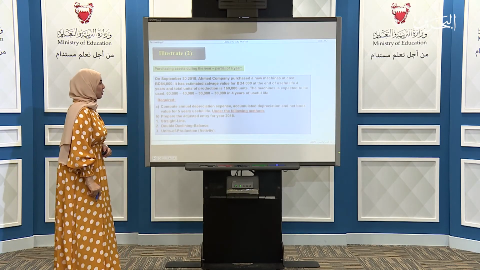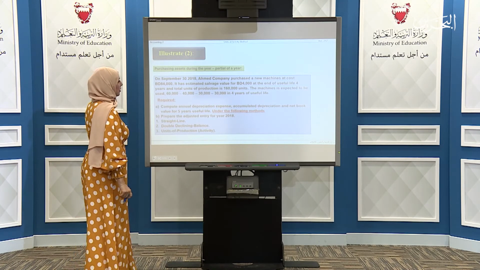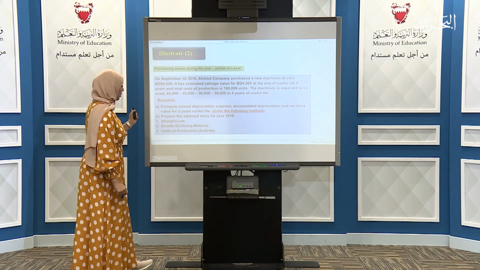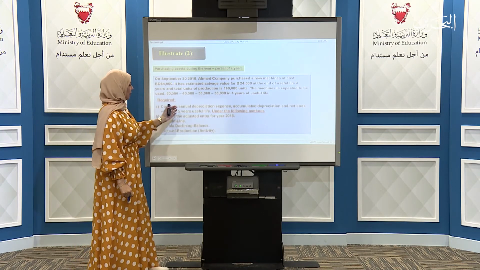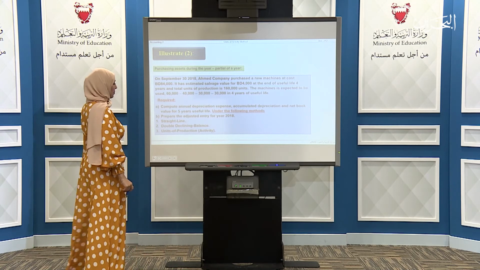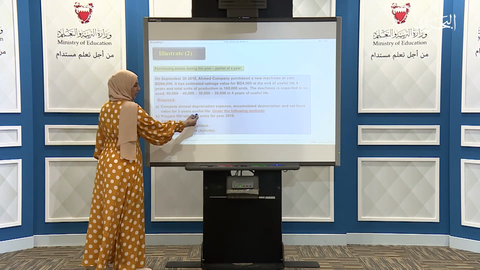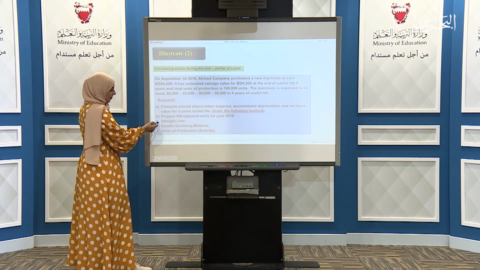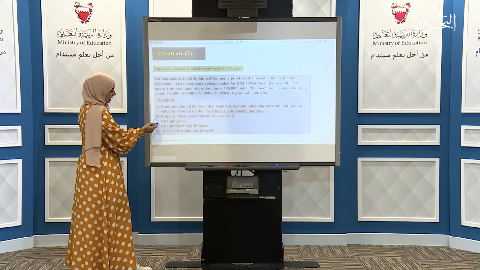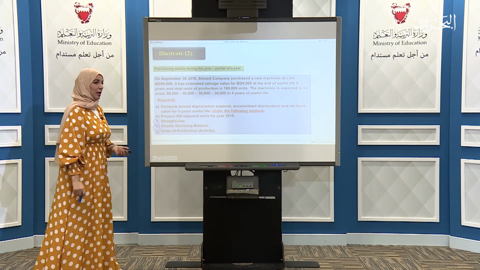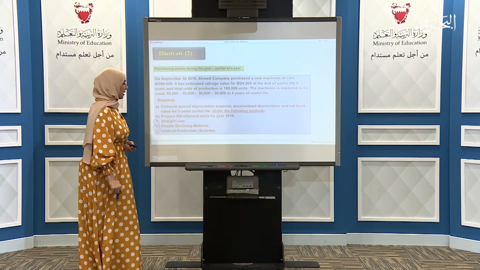Now, my dear student, we will take another example. We have here the example. What's required from you, my dear student? Required to compute the annual depreciation expense, the accumulated depreciation, and the net book value for the 5 years of useful life under the following methods: firstly, straight line method, double declining method, and the units of production, and also required to prepare the adjusting entries.